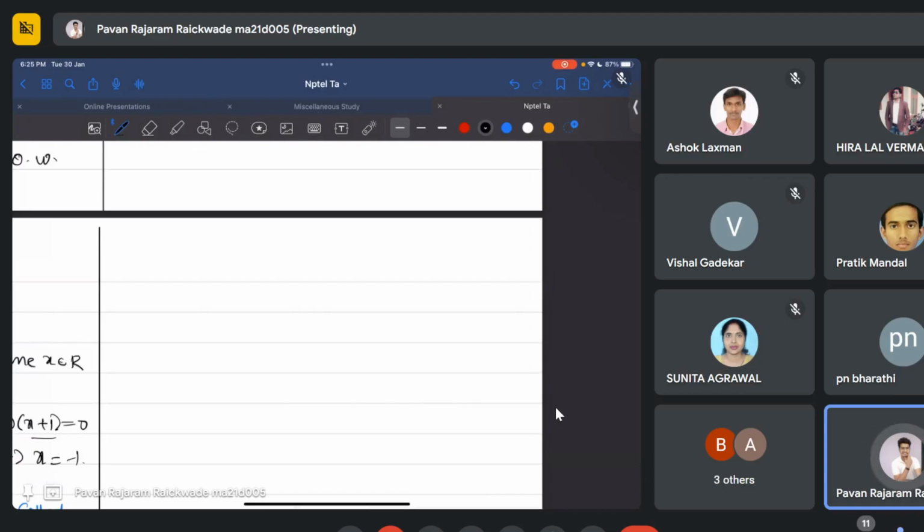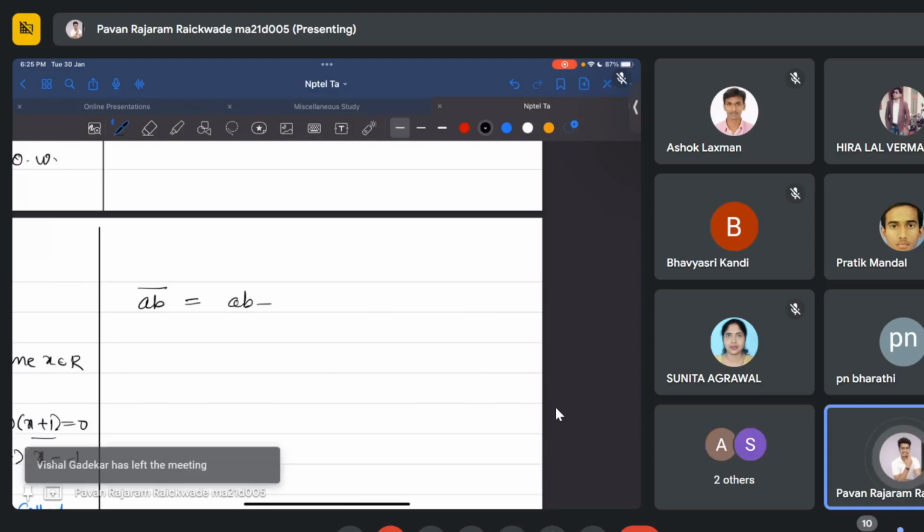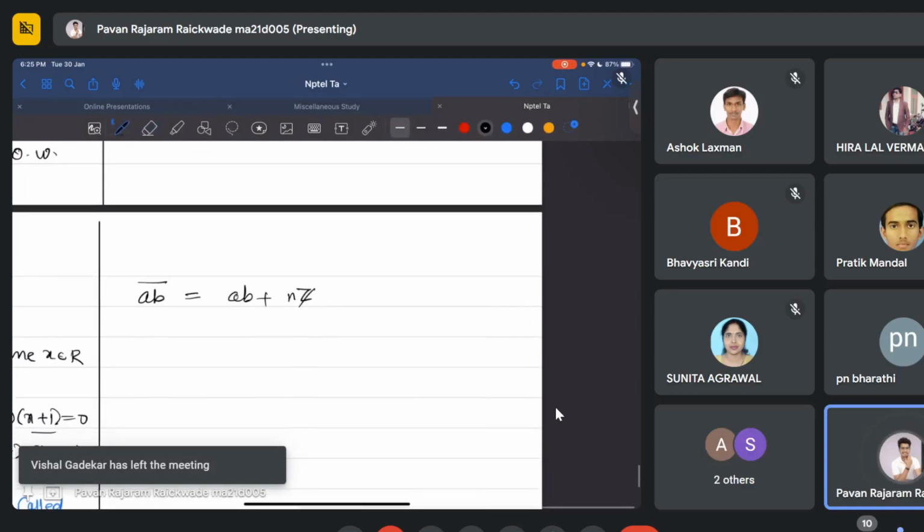So I have to show ab bar is a nilpotent element, right? So what is ab bar? It is ab plus nZ, right?